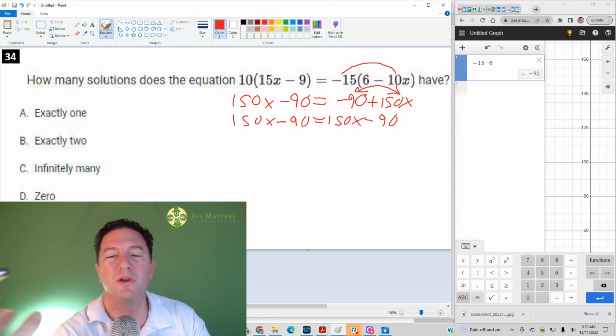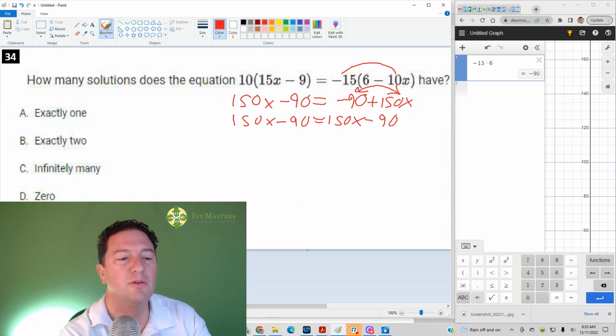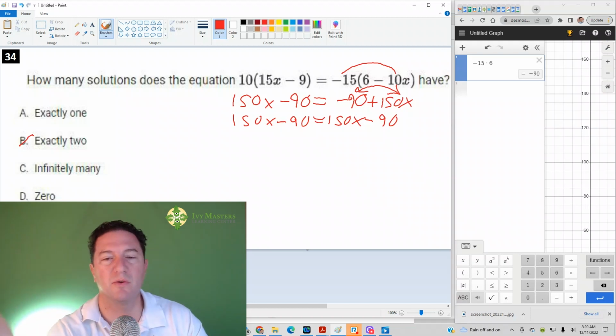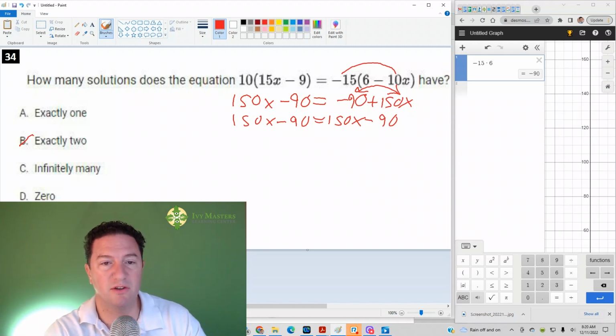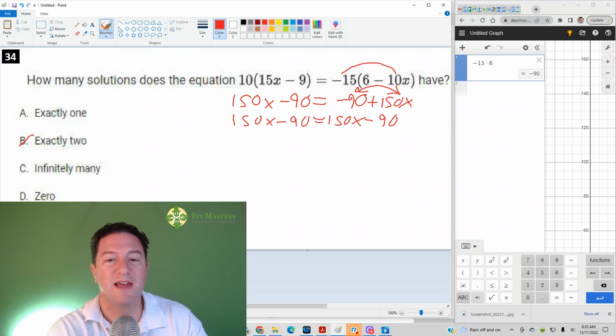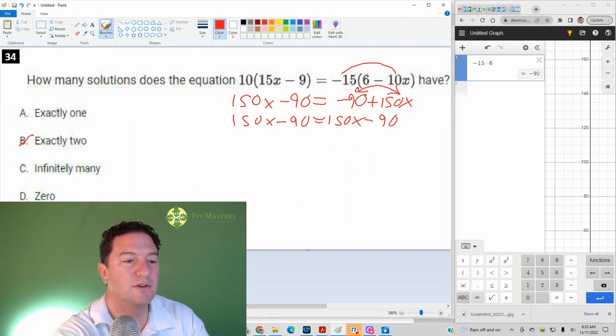By the way, when you first read this, you might know that these are both linear equations. You don't get x squared in either of them. There's never two solutions. There's only going to be one if there's an intersection point, infinitely many if they're right on top of each other. That's this. They both have a slope of 150 and a y-intercept of negative 90. That's one way to look at it. And 0 would be if they're parallel, if they have the same slope but different y-intercepts.